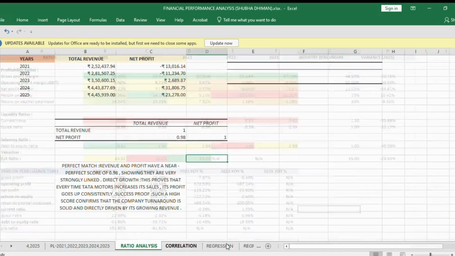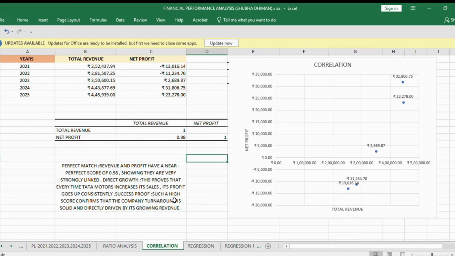Next, I will move to correlation analysis. I used the analysis tool pack to calculate the relationship between total revenue and net profit. As shown in this table, the correlation coefficient is 0.98. This is a near perfect match, proving that as Tata Motors increases its sales, its profit increases very consistently. This confirms that the company's turnaround is driven by its growing revenue.